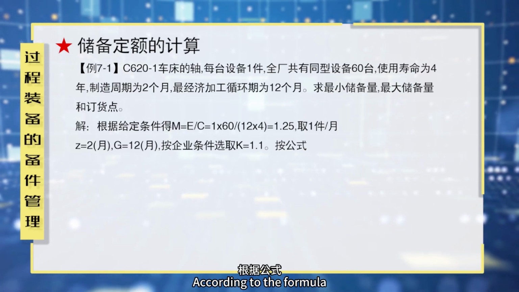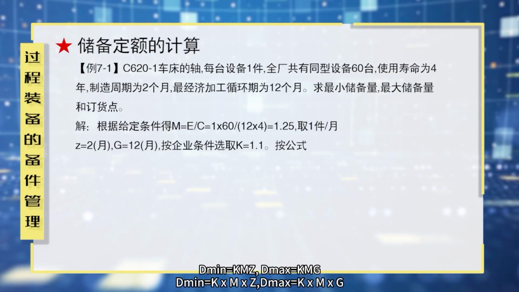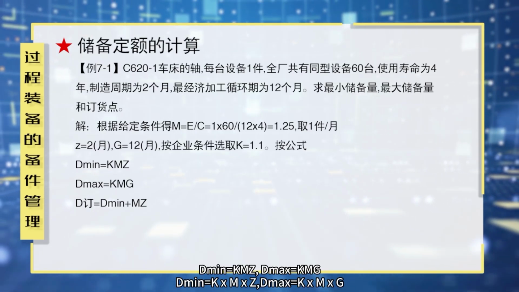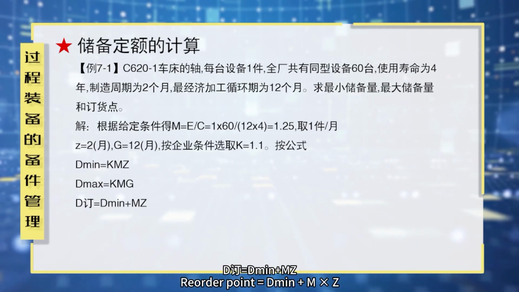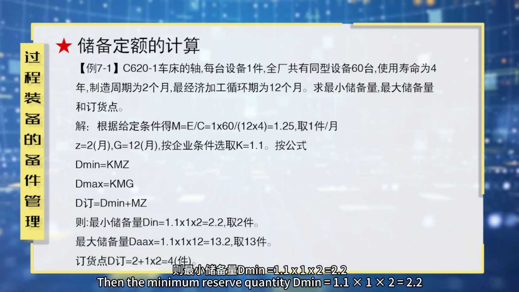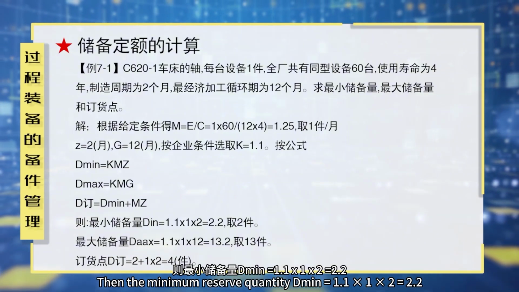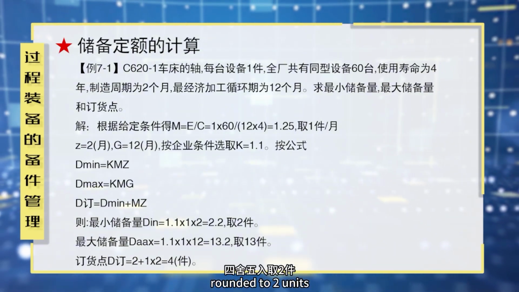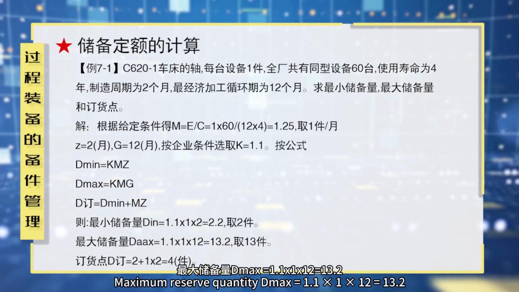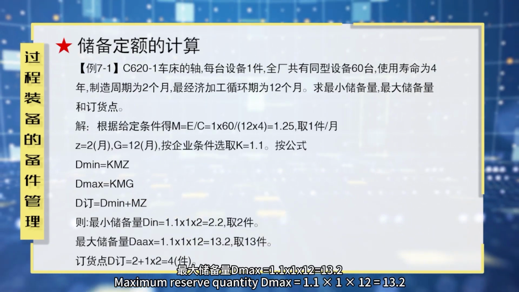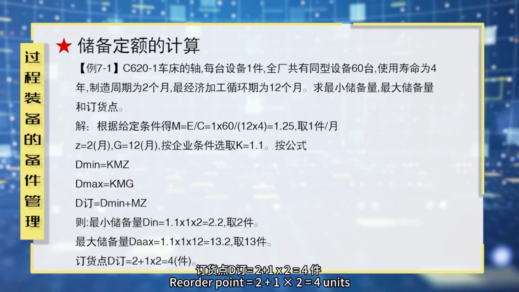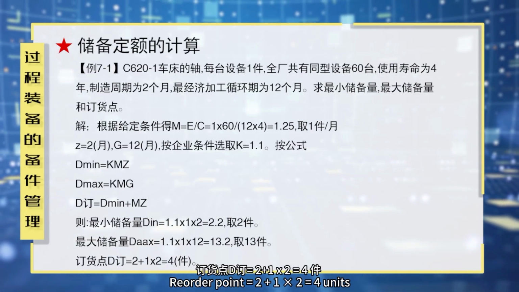According to the formula, Dmin equals K multiplied by M multiplied by Z, Dmax equals K multiplied by M multiplied by G. Reorder point equals Dmin plus M multiplied by Z. Then the minimum reserve quantity Dmin equals 1.1 multiplied by 1 multiplied by 2 equals 2.2, rounded to 2 units. Maximum reserve quantity Dmax equals 1.1 multiplied by 1 multiplied by 12 equals 13.2, rounded to 13 units. Reorder point equals 2 plus 1 multiplied by 2 equals 4 units.